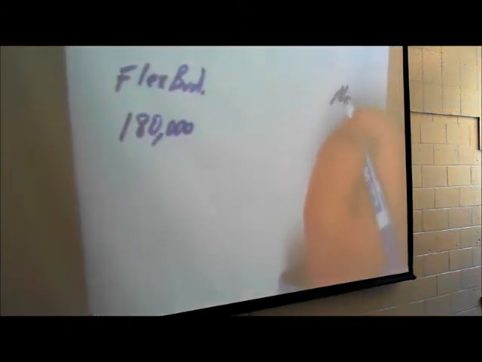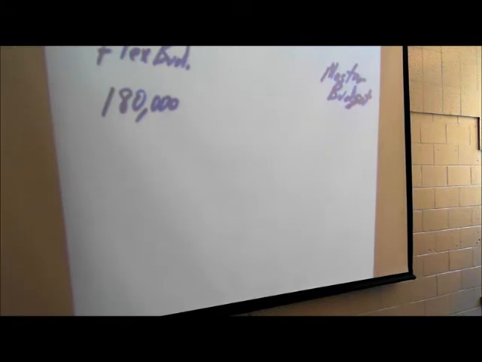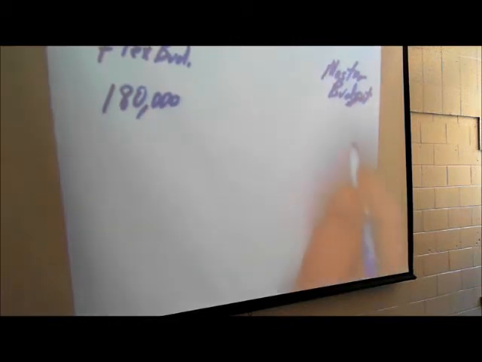On the other end, we've got our master budget. According to the master budget, we should have 20% of 250,000 units, right? That would be 50,000 units, correct? So that would be how much? $200,000. 50,000 times $4, right?